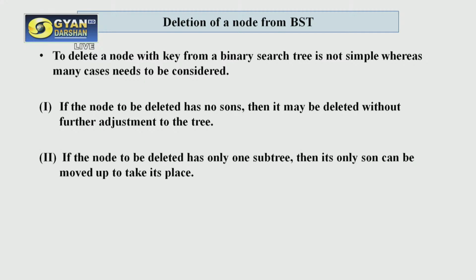Then the second condition is that the node to be deleted has only one child, that is only one subtree, then its only son can be moved up to take its place. So whether it is the left child existing, it will be shifted to take the place of the node to be deleted. If there is no left subtree, then the right child will take the place of the node to be deleted. This is the second condition. We will see the example, then it will be more clear.